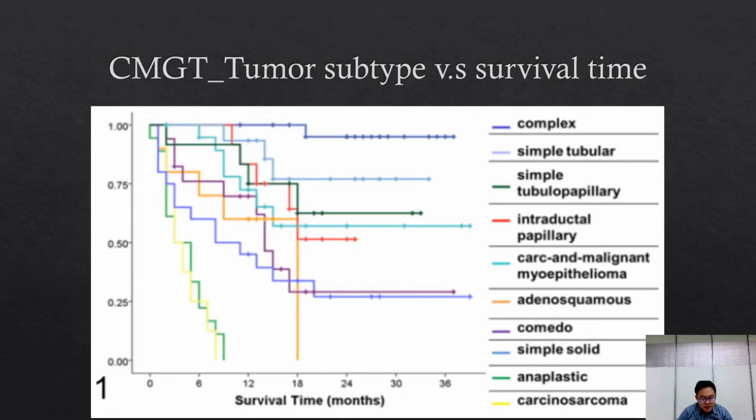Okay, so you can see these curves show the relationship between different mammary gland tumor subtypes and survival time. The green and the yellow curves represent the anaplastic tumor and the carcinosarcoma, which have shorter survival time than the other subtypes.